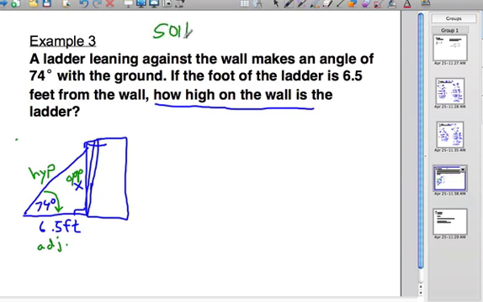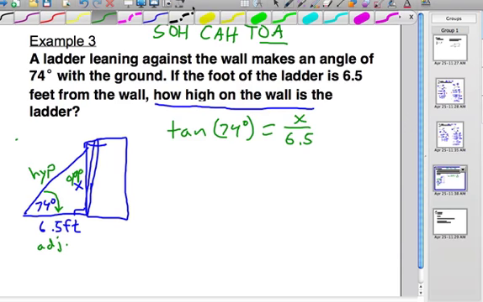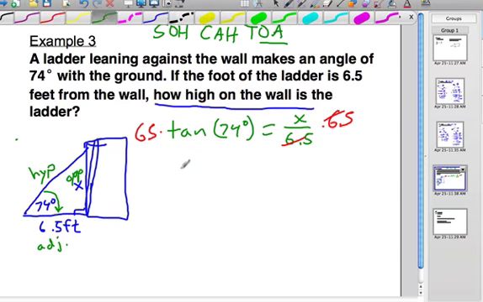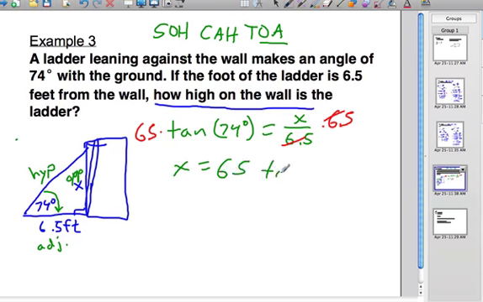So if we look at SOHCAHTOA, our trigonometric ratios, which one do we use? We use the one with opposite and adjacent. Opposite and adjacent, that would be the tangent function. So we're going to use the tangent function. We have tan 74 degrees equals opposite divided by adjacent, which is x divided by 6.5. So I'm going to multiply both sides of the equation by 6.5. And I will get x equals 6.5 tan 74 degrees.